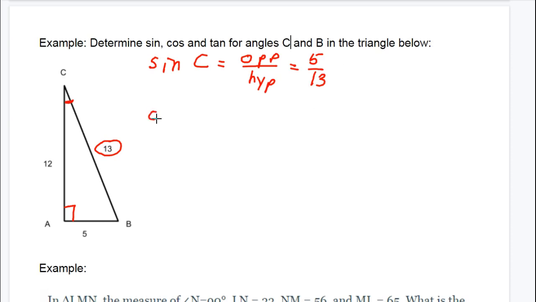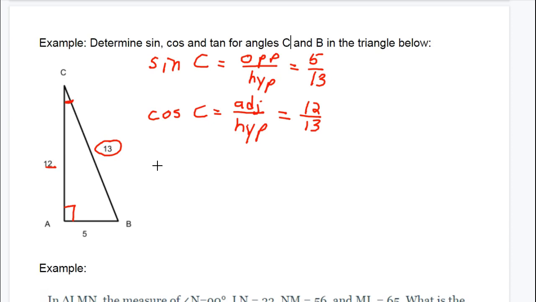The cosine of angle C is going to be my adjacent over my hypotenuse. So for angle C right here, my adjacent is going to be 12. That's going to be 12/13. That's really close to 1 if you turn it into a decimal. So my cosine of angle C is 12/13.